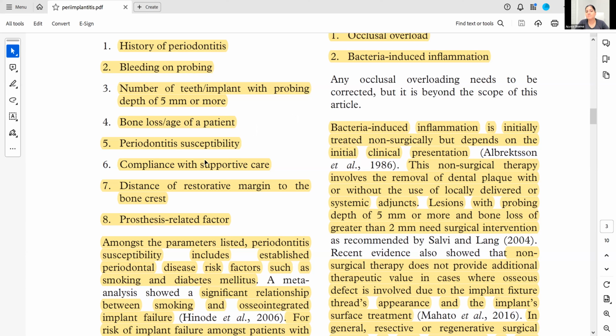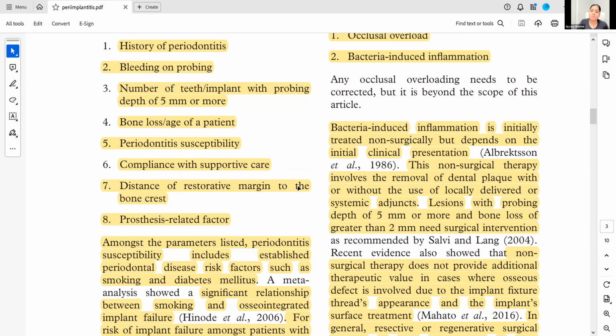Then their susceptibility for periodontitis, and compliance with the supportive care: how compliant they are with the treatment that you deliver, and then maintaining the treatment by following the home care instructions and oral hygiene practices. They all combine together to give you the compliance from the patient and to determine the successful outcomes of your treatment.